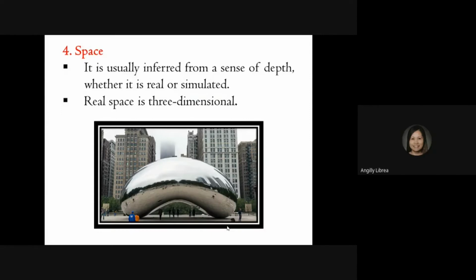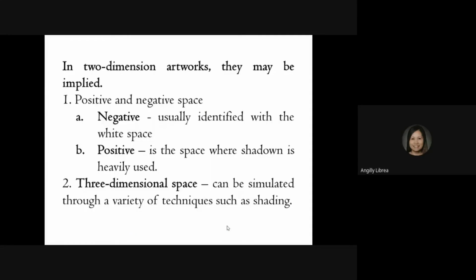In two dimensional artworks, they may be implied. First, positive and negative space. Okay, these spaces are usually identified with the white space. Okay, the negative space, I mean, is identified with white space, whereas positive space is the space where shadow is heavily used. Okay, so you have negative and positive spaces. Next is three-dimensional space. This can be simulated through a variety of techniques such as shading. An illusion of three-dimensionality can be achieved in a two-dimensional work.